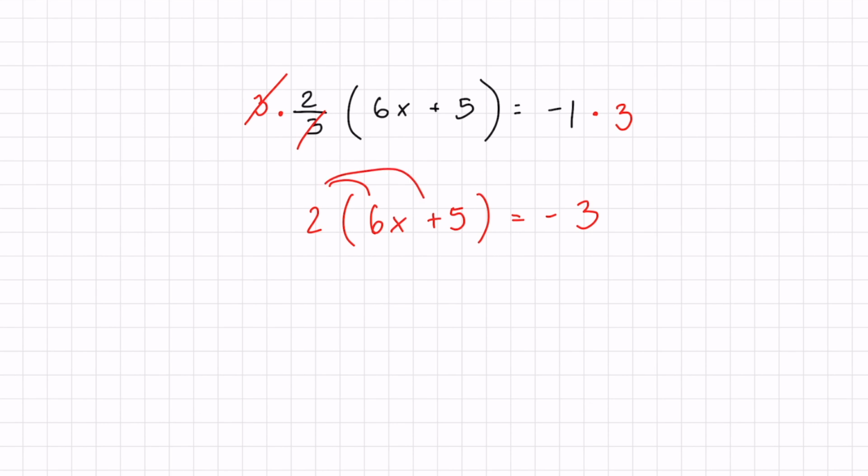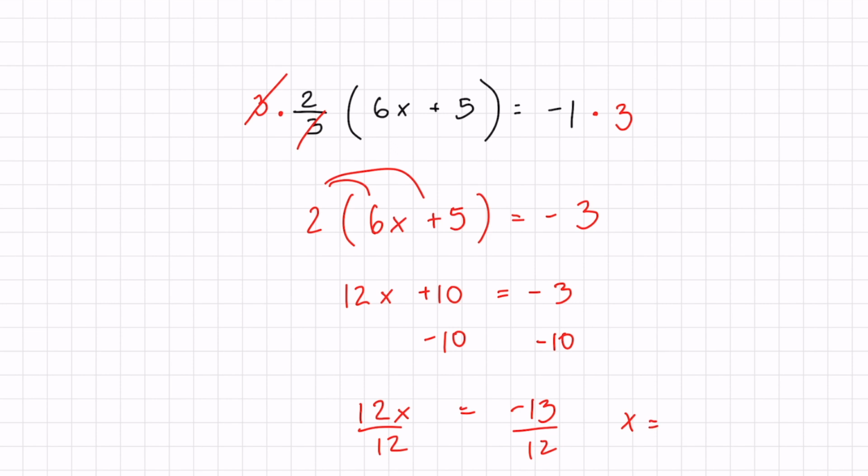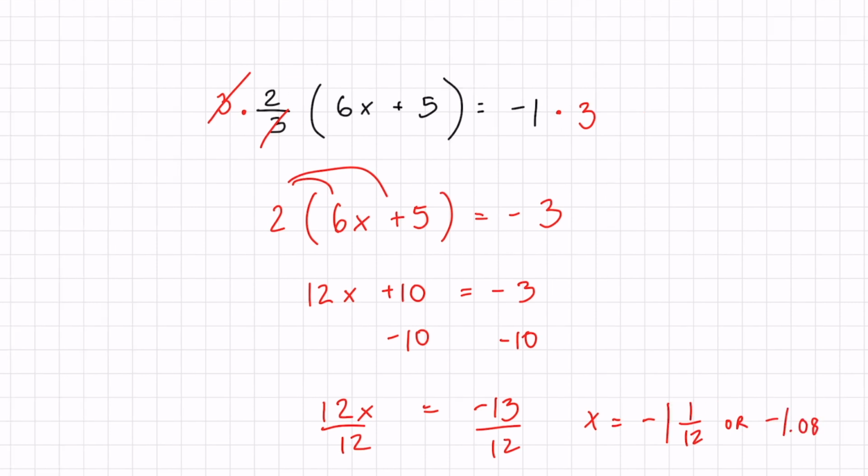Distribute the 2, you get 12x plus 10 equals -3. And now it's a two-step equation. Minus 10 on both sides. I'm left with 12x equals -13, so x equals -13 divided by 12. I don't know how your teacher wants it. You can leave it like that, you can leave it as a mixed number, or you can divide those in the calculator and get -1.083 repeating. All those answers mean the same thing.